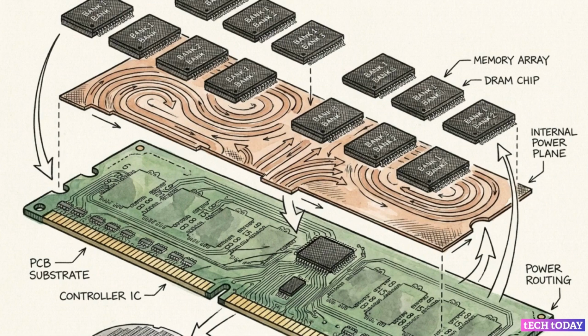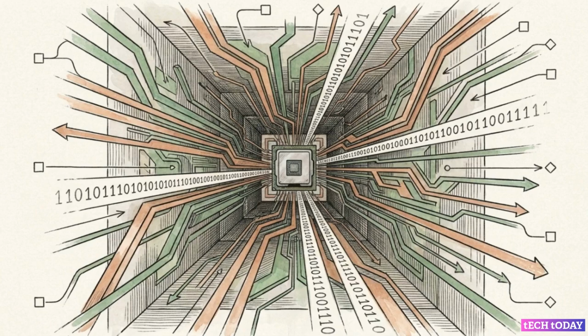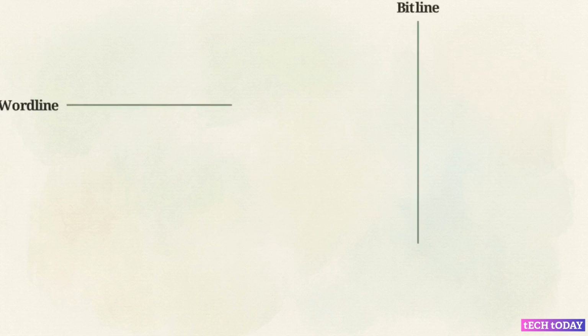DRAM functions as a high-speed buffer, using complex architectural layers to hide delays in data retrieval. To understand exactly how a system dictates performance, we have to examine them. This schematic shows the 1T1C cell. It consists of one transistor and one capacitor. This is the atomic unit of dynamic random access memory, or DRAM.